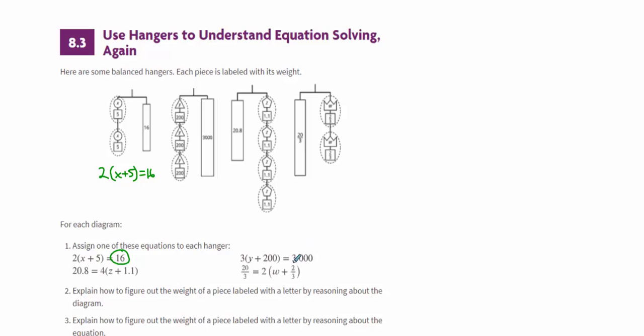So this one, I'm looking for something that equals 3,000. Here's one right here, and that's the only one. So this equation must go with here. It says 3 times the quantity y plus 200. So I have a y plus a 200, and I have 3 of those: 1, 2, 3. So this one is 3 times the quantity of y plus 200 is equal to 3,000. I'm going to move that to the top.